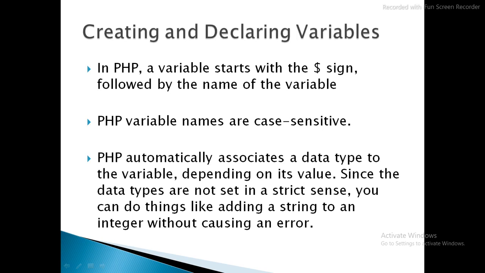Okay, PHP automatically associates a data type to the variables. It means there is no typecasting you have to put first; it is not mandatory. When you give the value to the variable, it will automatically take a data type depending on its value. Since the data types are not set in the strict sense, you can do things like adding a string to an integer without causing an error.